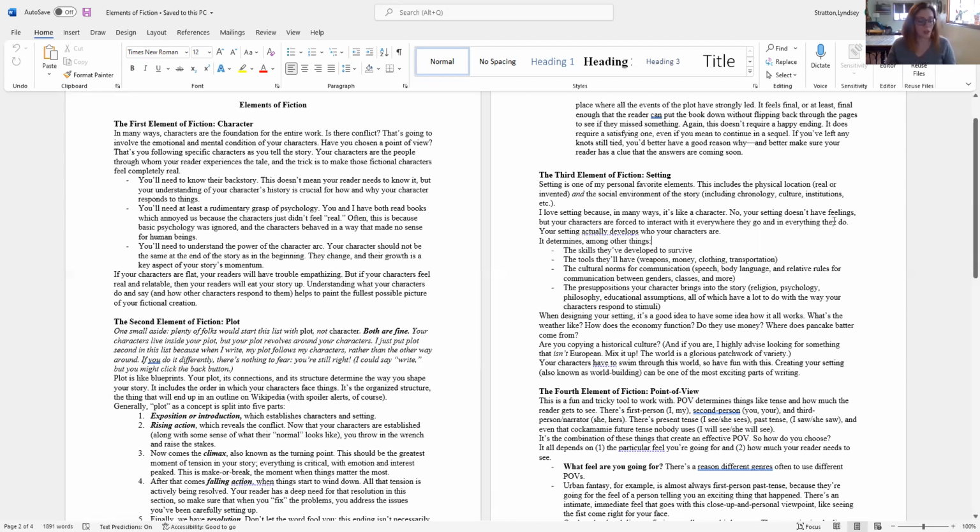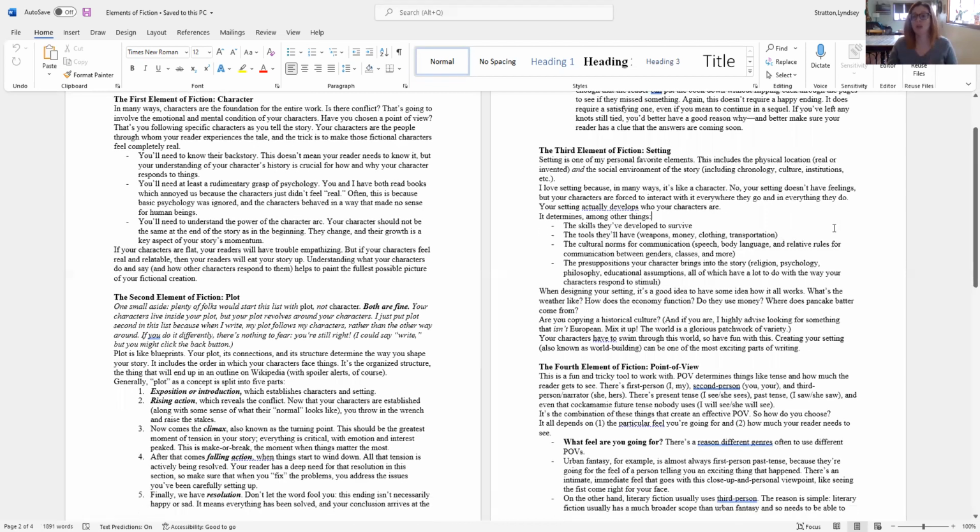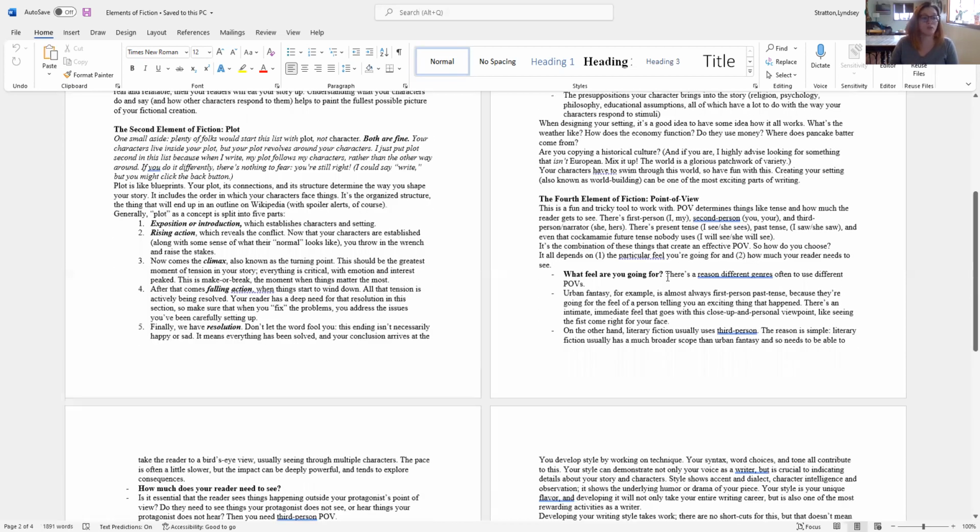Okay, you have to think of how the setting works for the characters. If you have a character that wants to be very technologically advanced, you're not going to set them in the 1800s. The next is point of view.